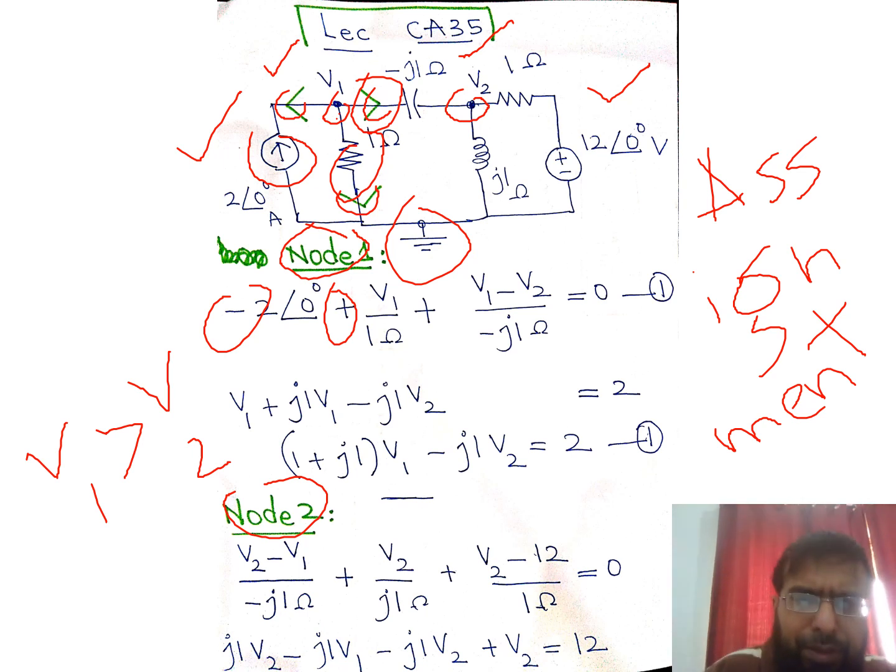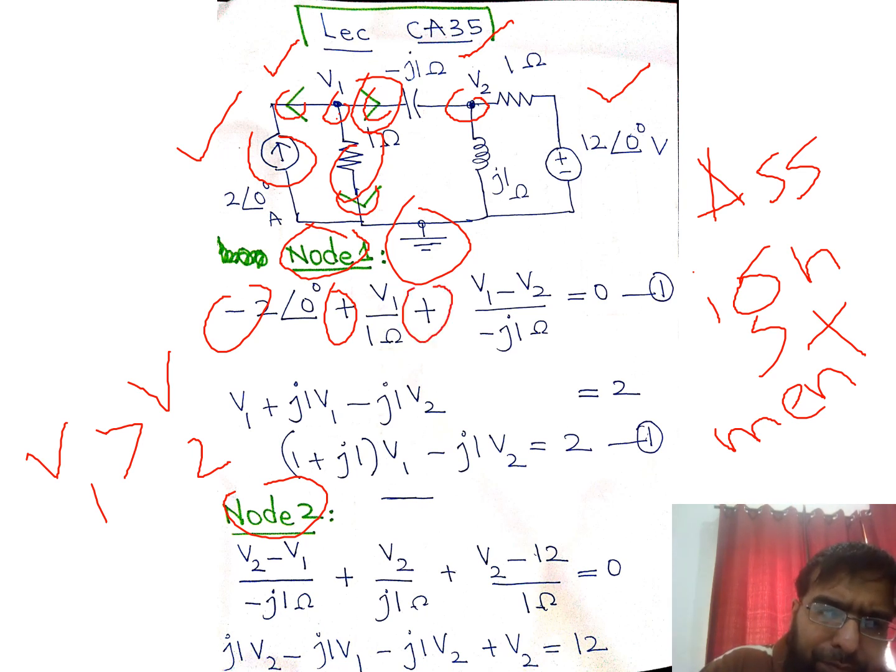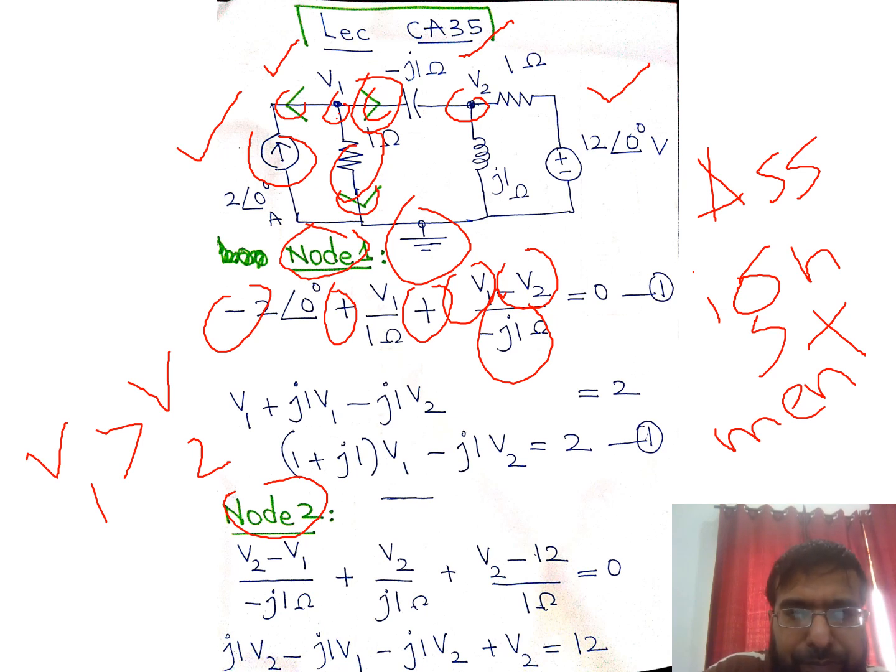So since we are writing an equation for node number 1, we'll assume V1 to be higher. Therefore it is positive: V1 minus V2. V1 is assumed to be larger. We don't know V1, but we assume it to be larger because we are writing the equation for node number 1. Divided by minus j1, the impedance in between. The remaining term is equal to 0 because there is no other current left. So we have written all the entering currents as negative and leaving currents as positive.